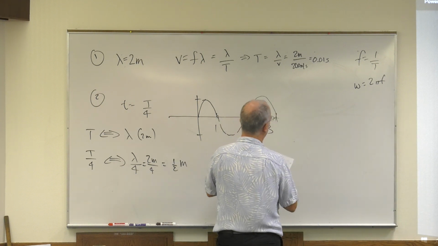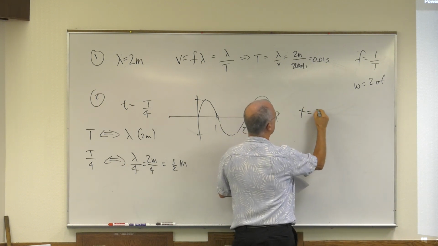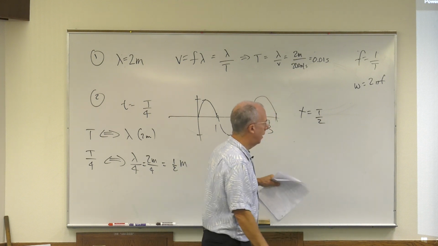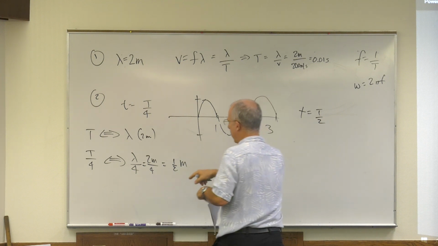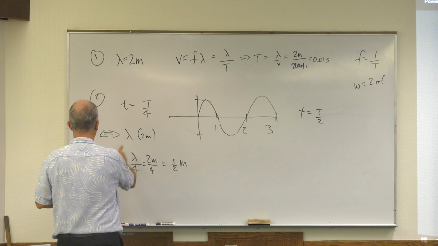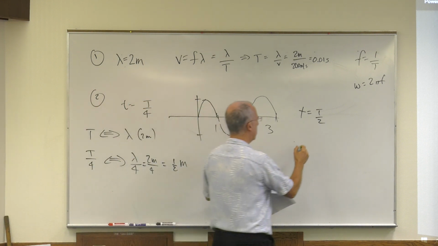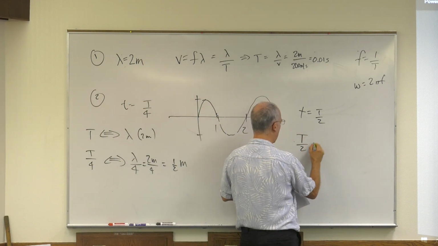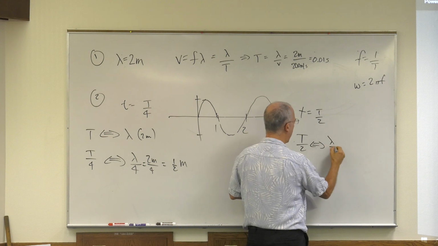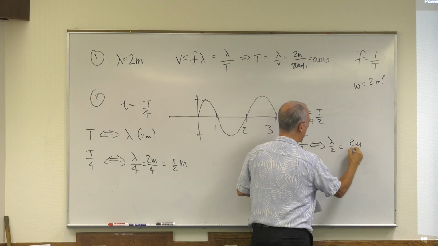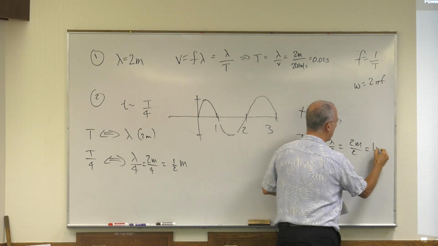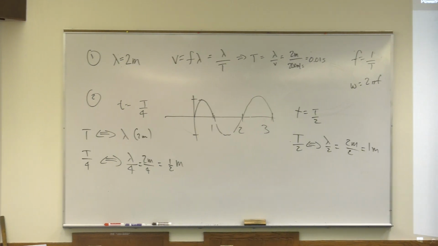Okay, the next one is the time is a half a period. And same thing, right? The period is a wavelength, so half a period is a half a wavelength. So a half a period corresponds to a half a wavelength, which is 2 meters over 2, which is 1 meter. So I'm shifting this thing by a meter.